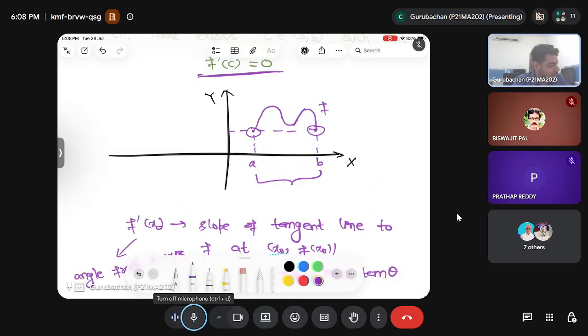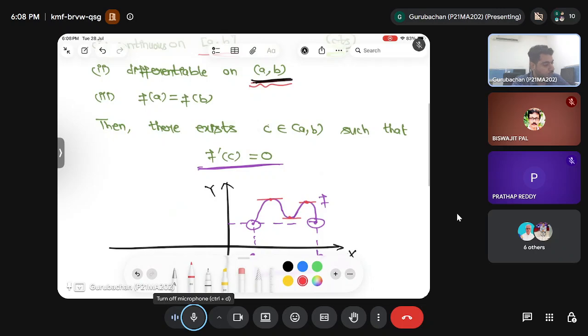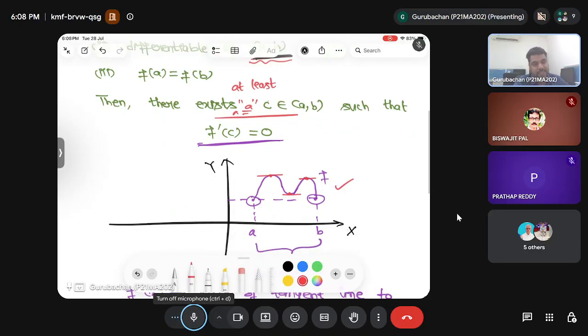Here you can clearly see that there are 3 points that can behave as c. That's what we have stated: there exists at least one c in (a, b) such that f'(c) is 0. But here we got 3 values of c. So the interpretation of Rolle's theorem is that we can have more than one c also.